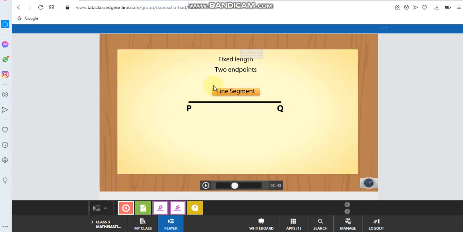So this is the property of line segment. It has a fixed length, definite length and two endpoints P and Q. Here it is P and Q. And let us see how we can represent it. Endpoints in this line segment are P and Q. We use the endpoints to name the line segment. This line segment can be called PQ or QP. We can denote line segment PQ in this way.